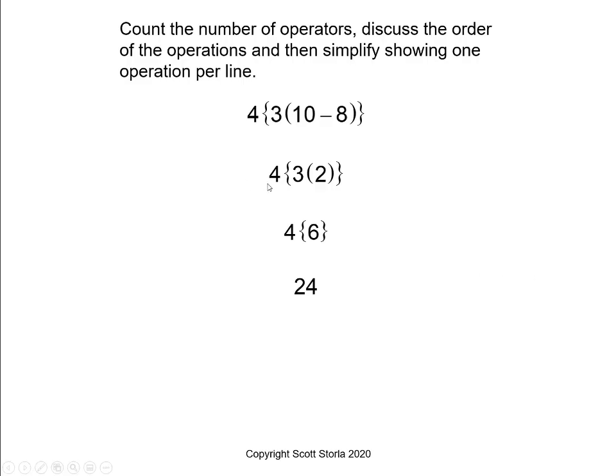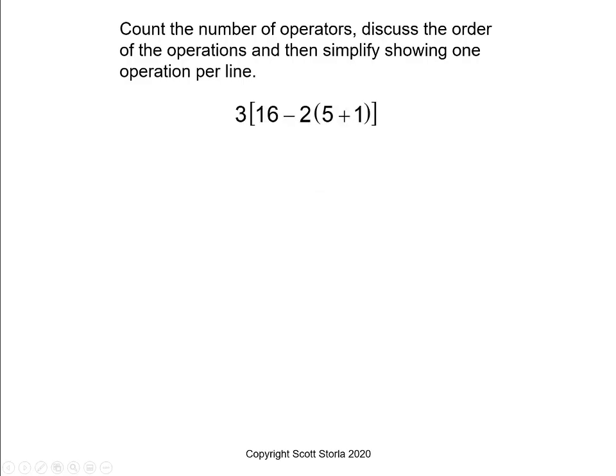Now, some of you might have done this incorrectly and gone 4 times 3 is 12, and then 12 times 2 is 24. And you'll wonder, will you always get the same answer? And you will, because multiplication's commutative, like we talked about in the previous video. So whether you want to go 3 times 2 times 4, or 4 times 3 times 2, or 4 times 2 times 3, you'll always get the same product.